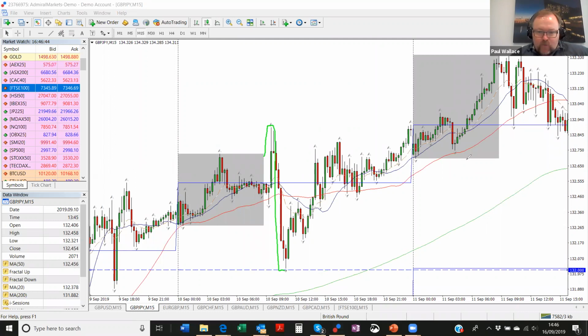Back down to the 132 area that we saw here before it put in a bit of a scruffy W pattern. As I said, they don't always look perfect, I'm afraid to say, ladies and gentlemen. We always want perfection, but that's not always the case. Before price started to move all the way up there to about the 133.40 level.